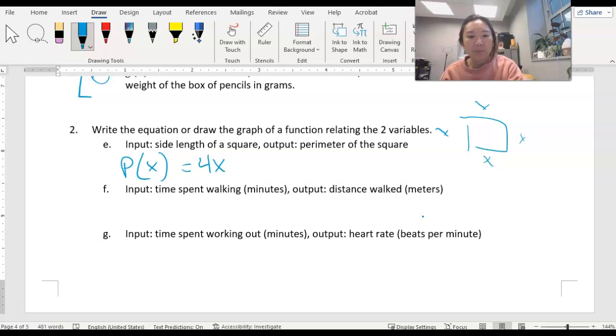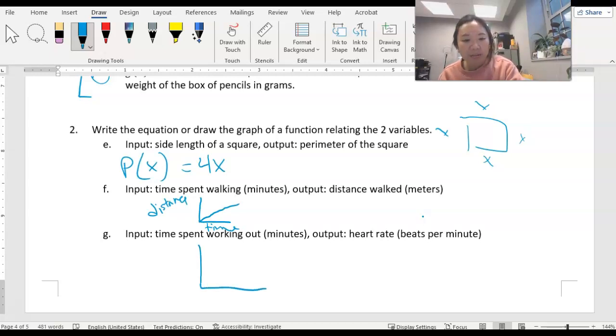The input is the time spent walking and the output is the distance. In this case, because we don't have exact information about how long they're walking or how far they're walking, I would say that time in minutes is going to go here, distance is here, and ultimately over time, right, it's going to increase that distance.